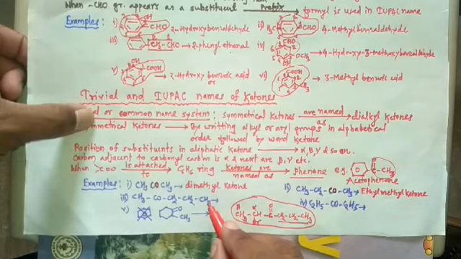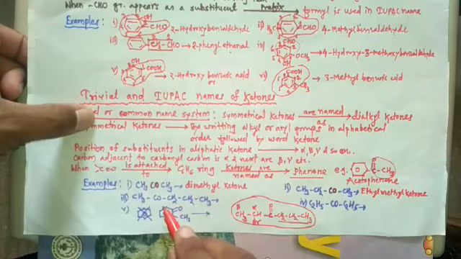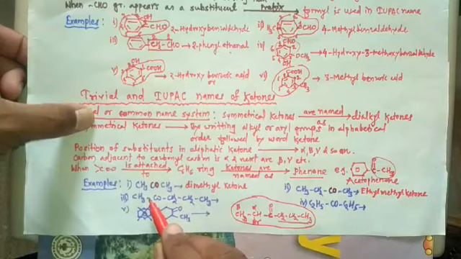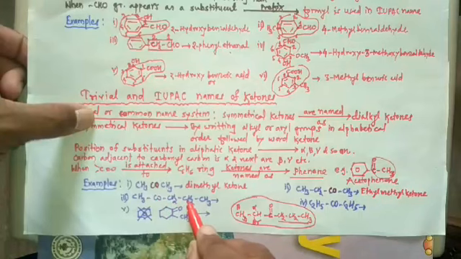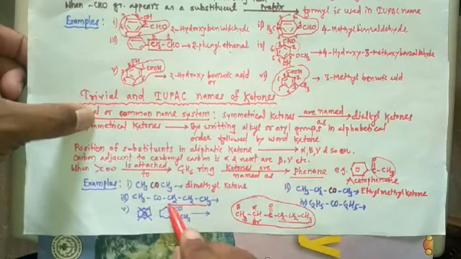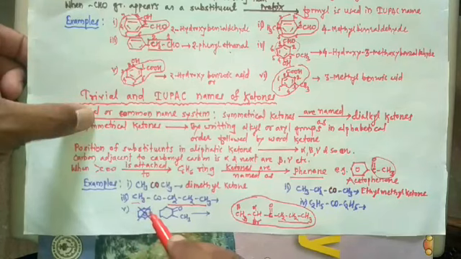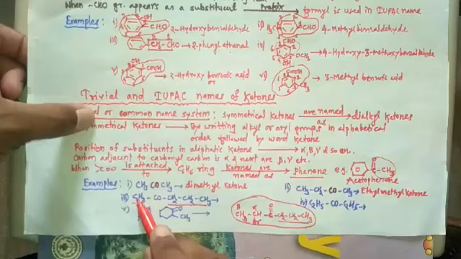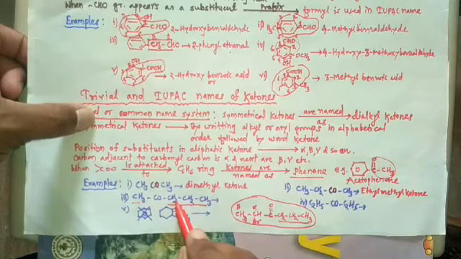Let's try to derive some more common names of ketones. So here, see this example: CH3, CO, CH2, CH2, CH3. Here one group is propyl and one is methyl group. So methyl comes first because M comes first alphabetically. That's why the name of this compound is methyl propyl ketone.